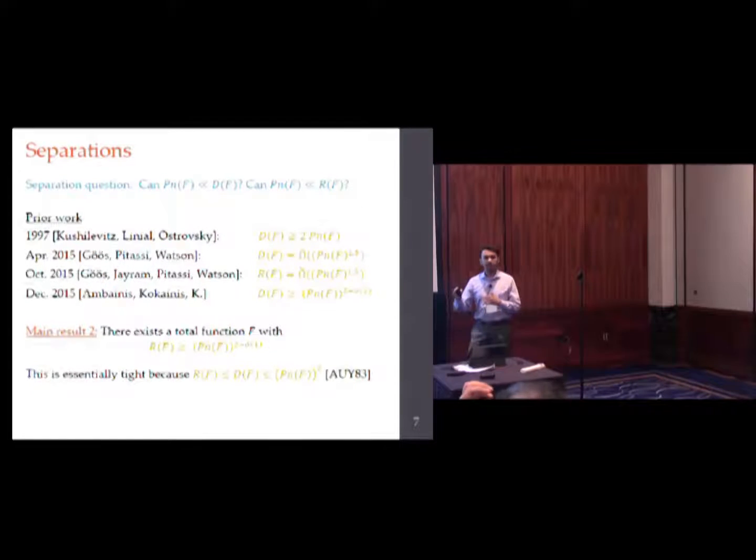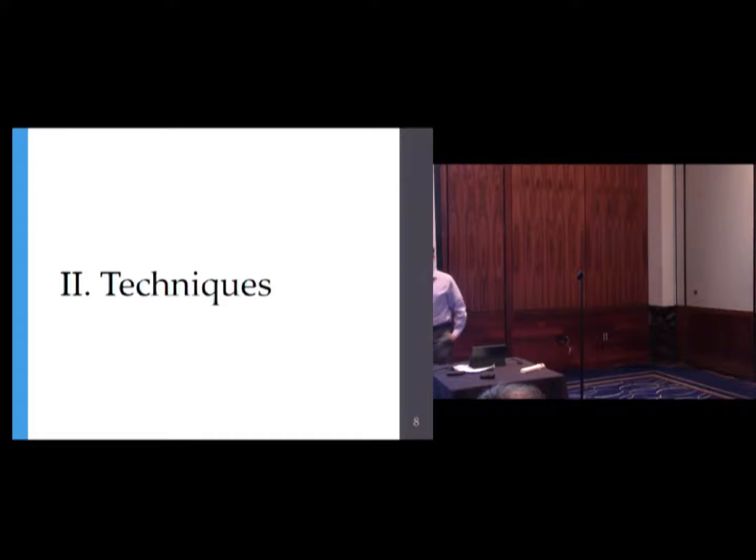OK, so these are the two main results: the separation between quantum and randomized communication complexity, and the separation between randomized communication complexity and partition number. So in the remaining time, I'm going to try to explain the techniques that go into this work.